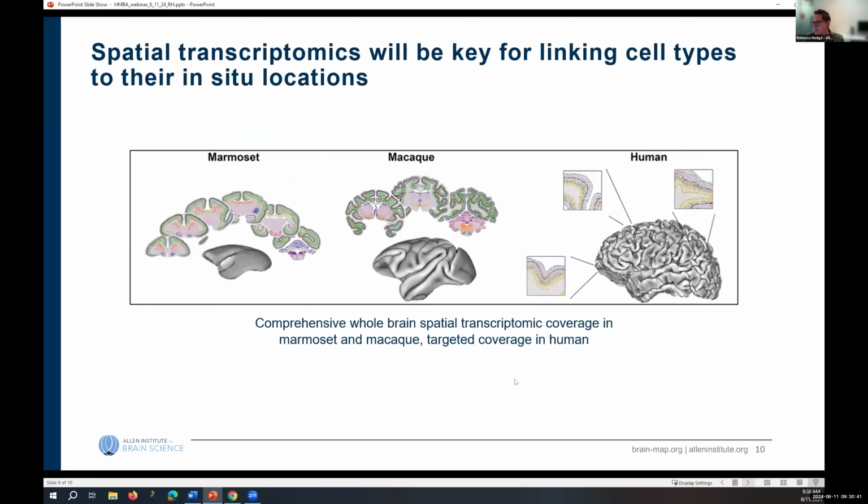To dig into this and to be able to validate these findings, we need other methods. One of the ways that we're going to go about doing this is by generating large-scale spatial atlases in each species. I'm going to hand off to Stephanie, who's going to tell you about how we're doing that.